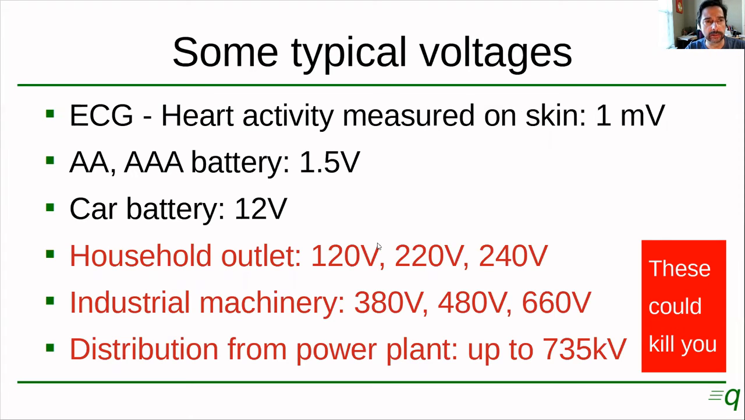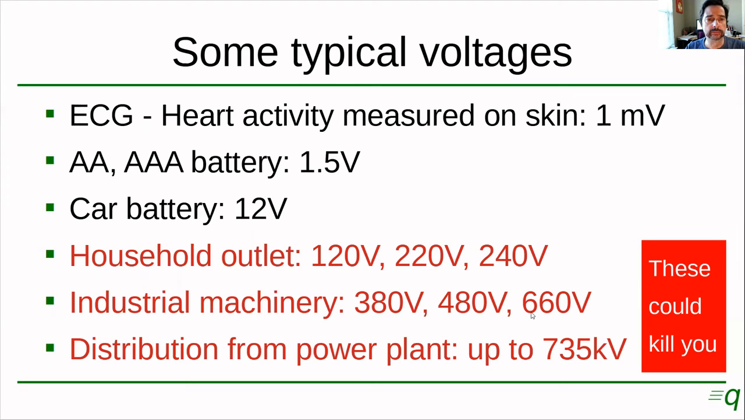If you measure an AA battery or an AAA battery, that would be 1.5 volts. A car battery would be 12 volts. A household outlet would be 120 volts or 220 volts or 240 volts, depending on where in the world you are, right? Different countries have different standards for household outlet voltages. If you go to industrial machinery, you can have 380 volts, 480 volts, and 660 volts, again, depending on where in the world you are.